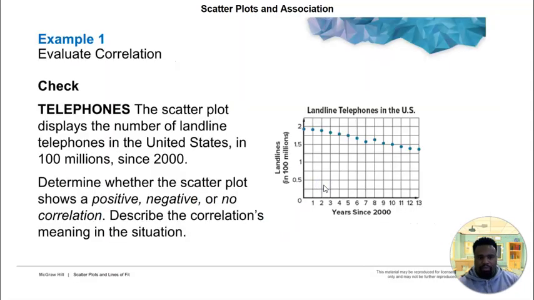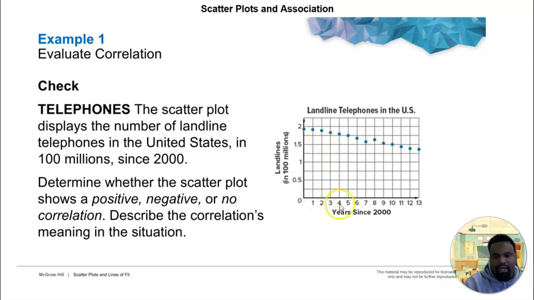Let's look at this example here. The scatter plot shows the number of landline telephones in the United States, in 100 millions, since 2000. Does the graph of the scatter plot show positive, negative, or no correlation? So look, it's kind of like a line. It's definitely a correlation because look how it's formed. It's formed like a line. The closer to a line it gets, the stronger the association it has. We just have to see what type of correlation it has: either positive, negative, or no correlation.